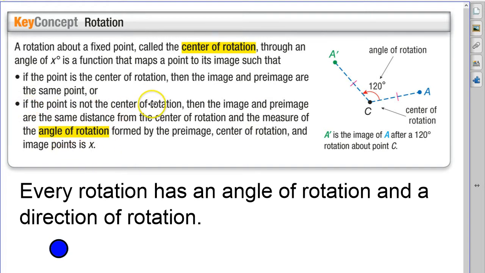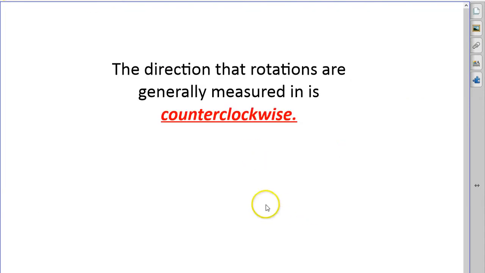Again, if the point is not the center of rotation, then the image and pre-image are the same distance from the center, and the measure of the angle of rotation formed from the center of rotation and the image point is x. That's the number of degrees. To describe it, A prime is the image of A after a 120 degree rotation about point C. If it doesn't specify, it means counterclockwise. Just one more time, because it's so important: the direction that rotations are generally measured is counterclockwise.